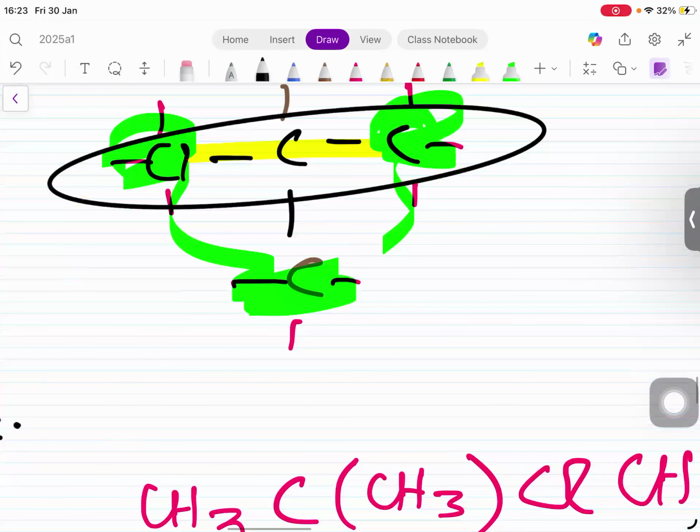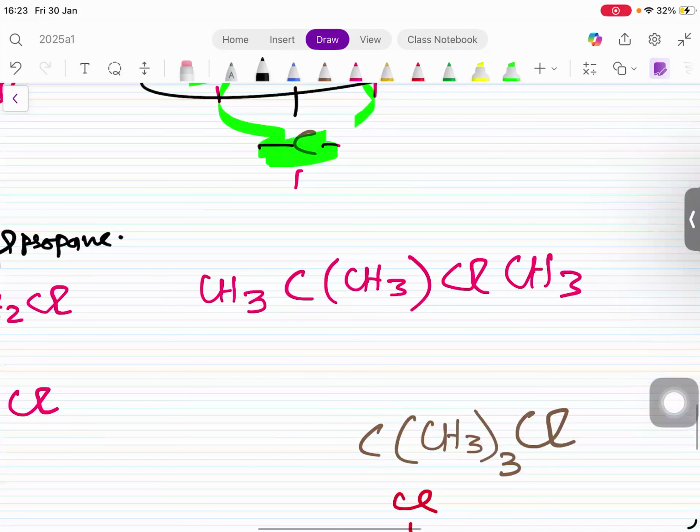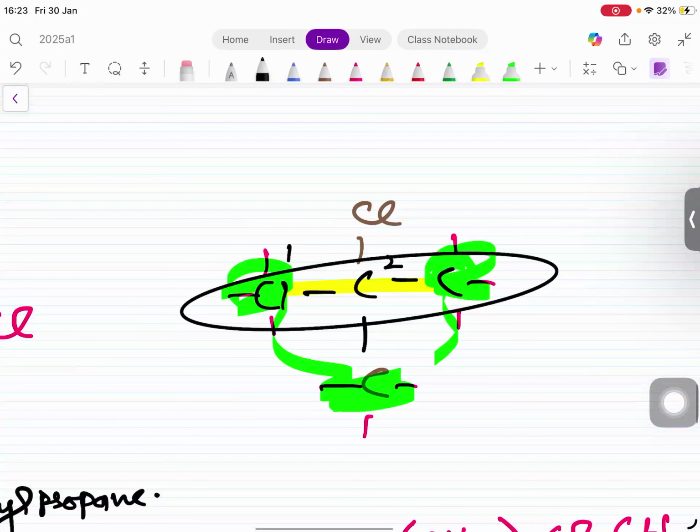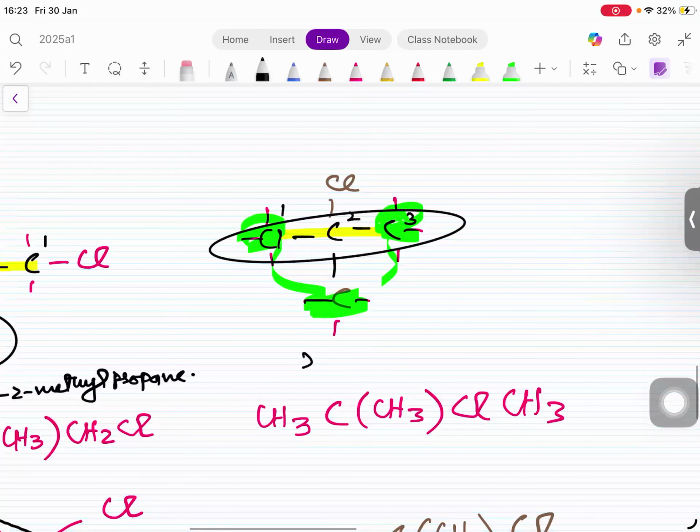But now look at this. What is the name of this? This one, 1, 2, 3. What will the name be? Propane. 2 chloro propane. 2 chloro, 2 methyl propane.